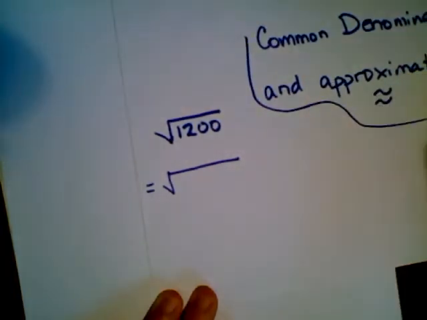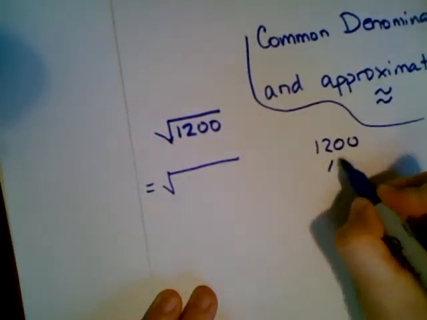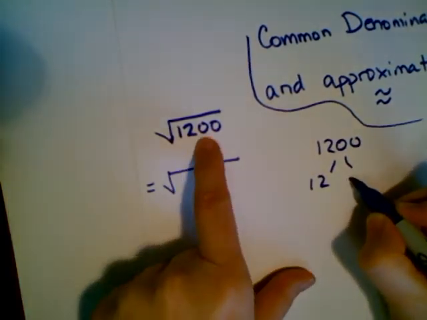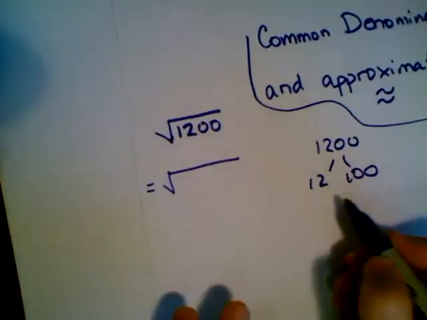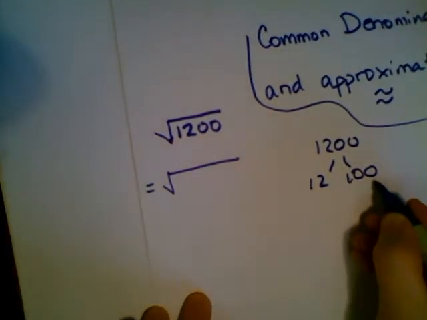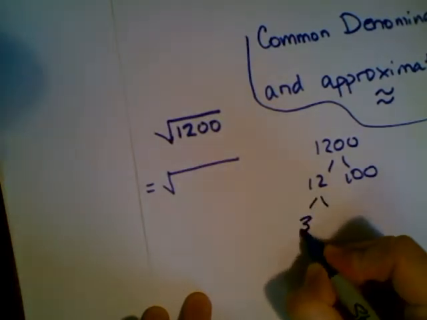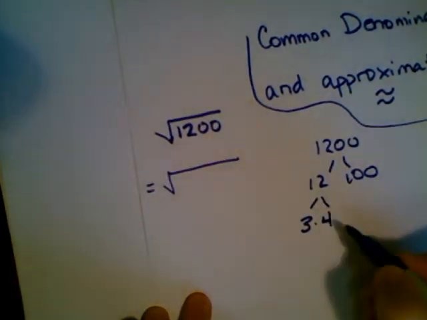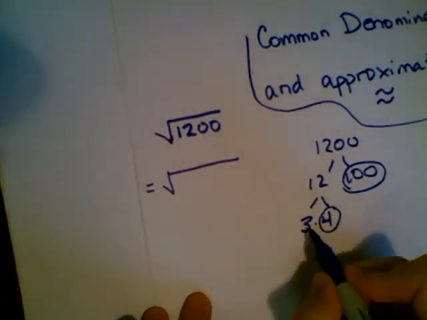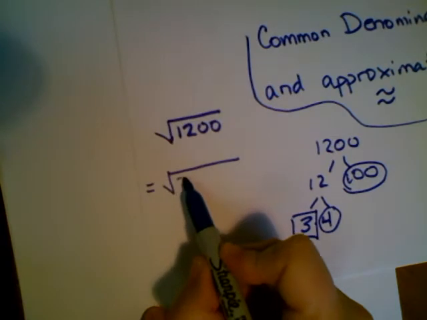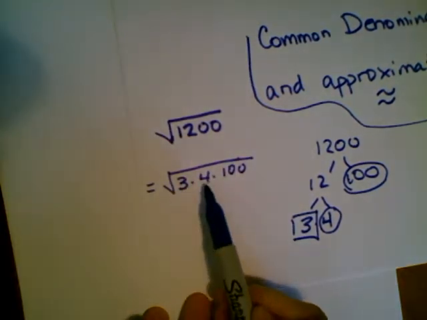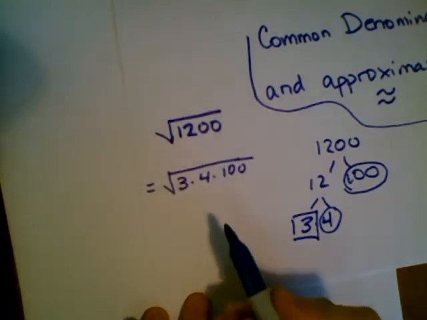If you're working and thinking about a factor tree, what I just noticed is that 12 would go into 1200 evenly, and 12 times 100 would be the same thing as 1200. Now 100 is a perfect square, 12 is not, but 12 is 3 times 4. So I'm looking for perfect square factors of 1200. One of the factors is not perfect, but 3 times 4 times 100 is equivalent to 1200 under the radical.